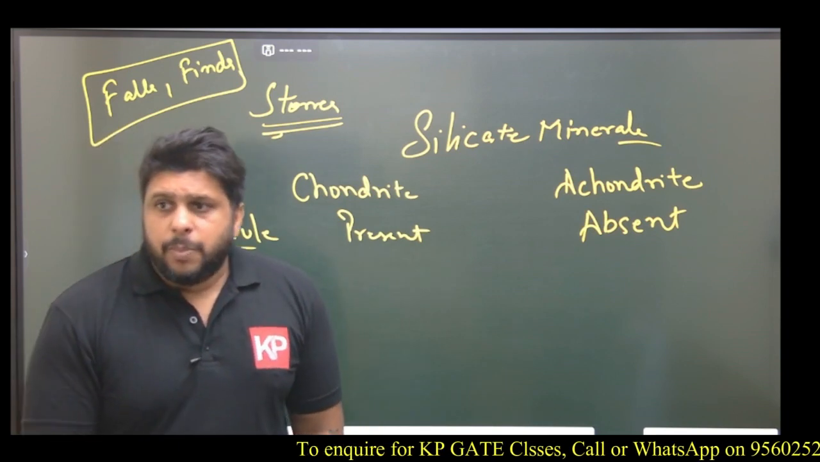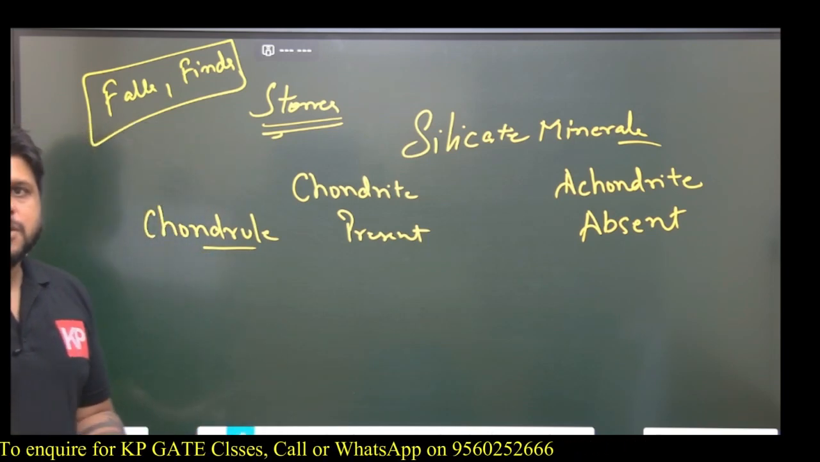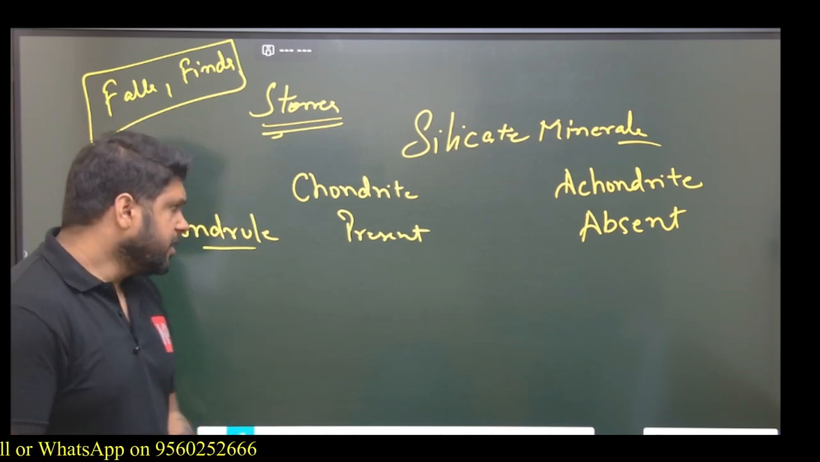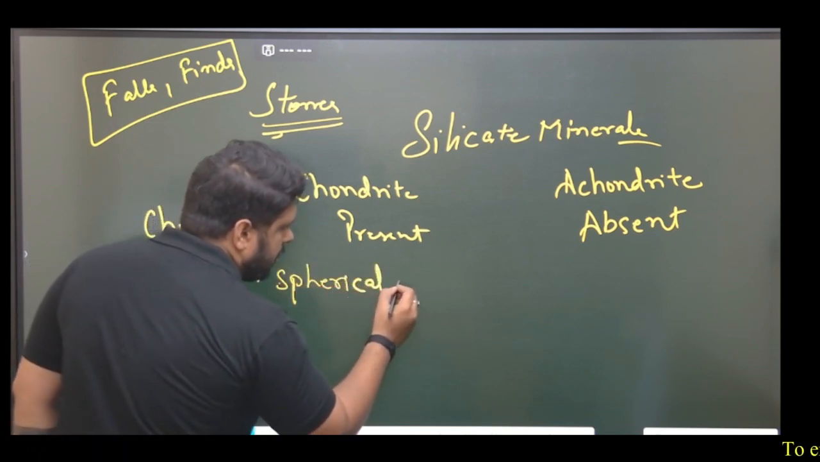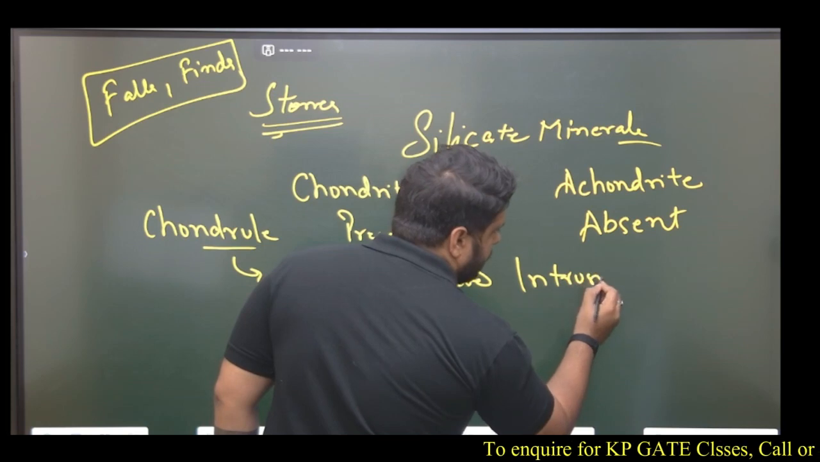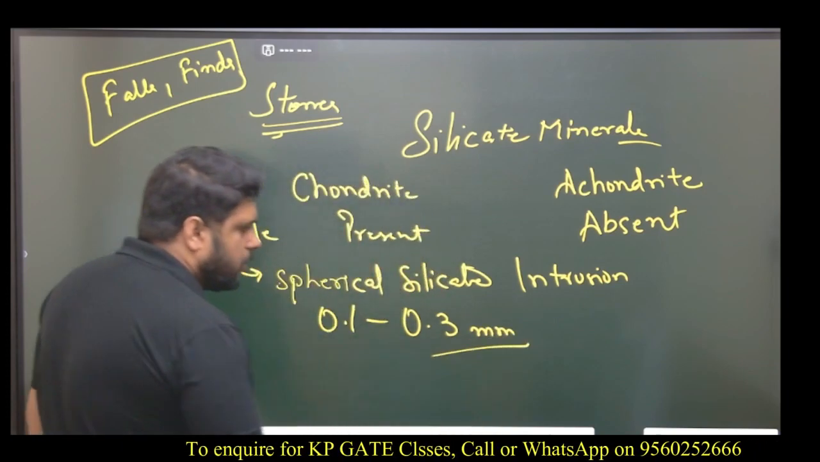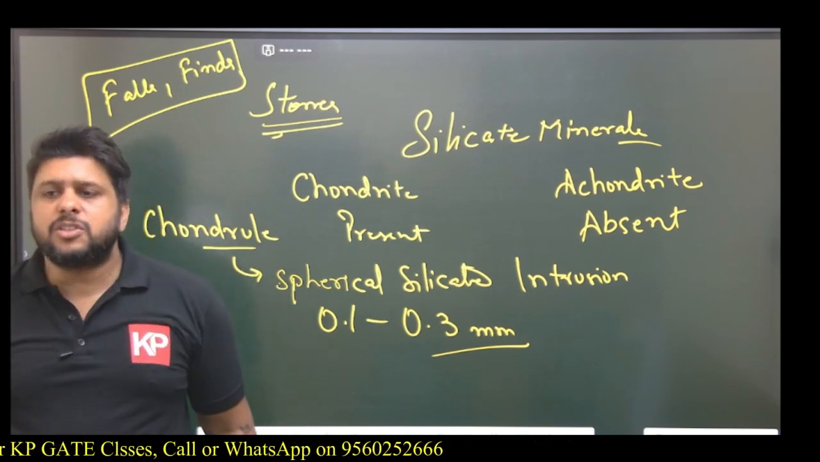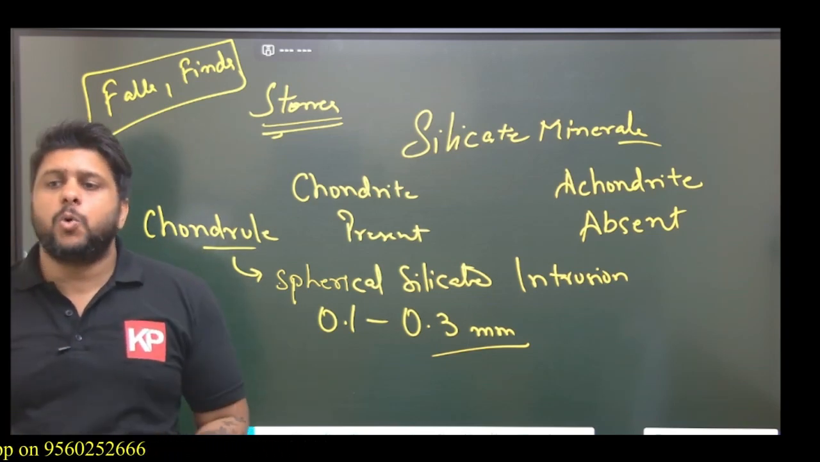Okay guys, but what is this chondrule? Why is it important for us? Because a chondrule is a spherical silicate intrusion, and its diameter is around 0.2 to 0.3 mm. So it is an intrusion present inside a mineral. It has a very small size, so that indicates that it has gone through rapid cooling.